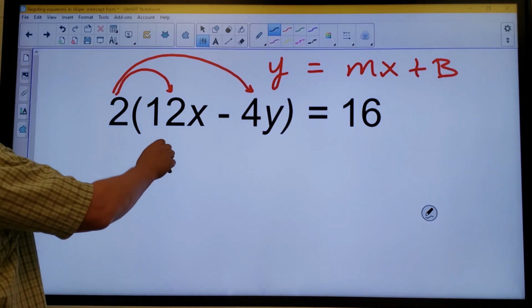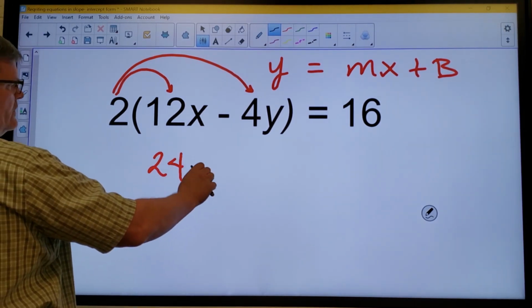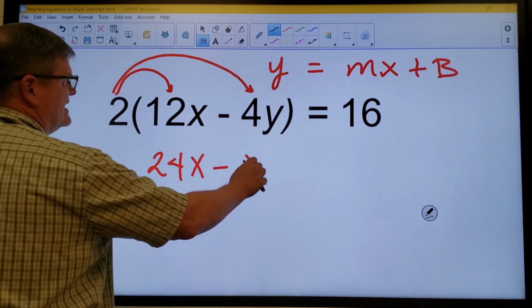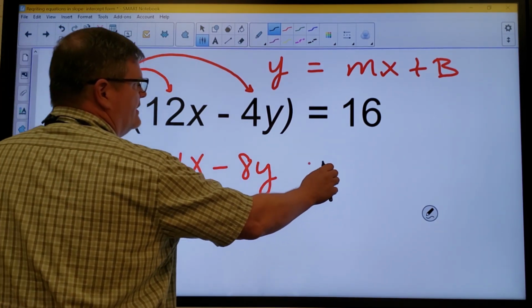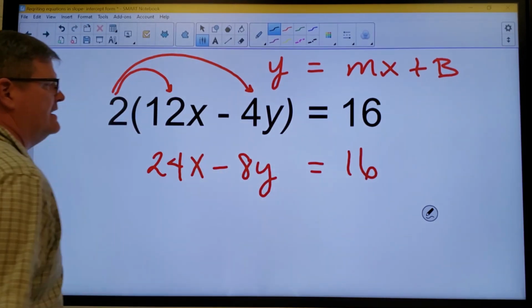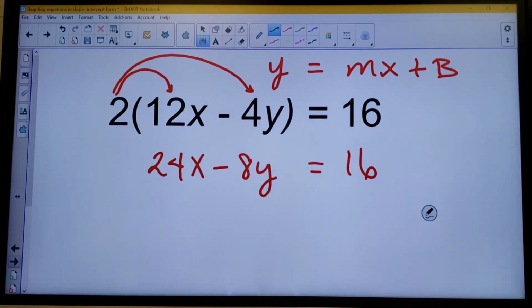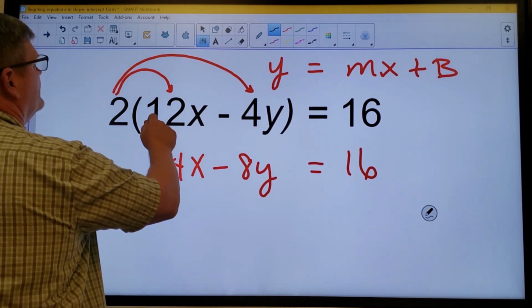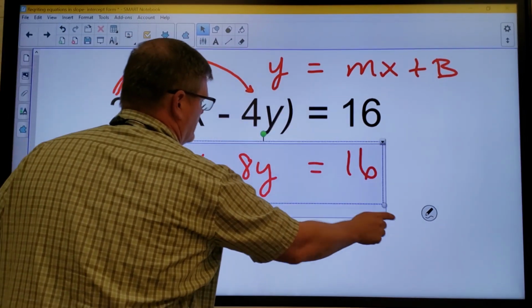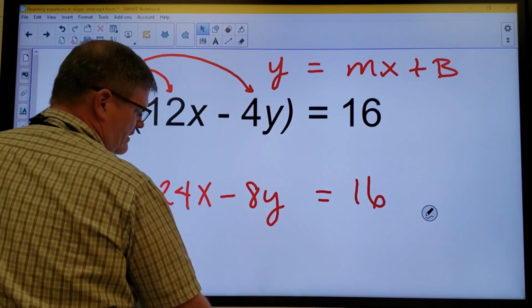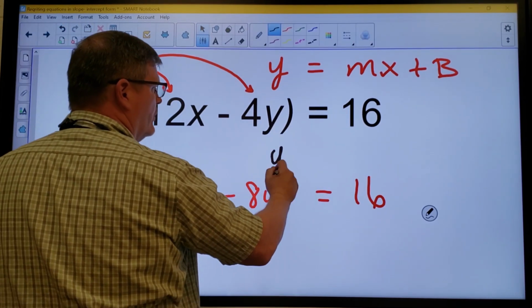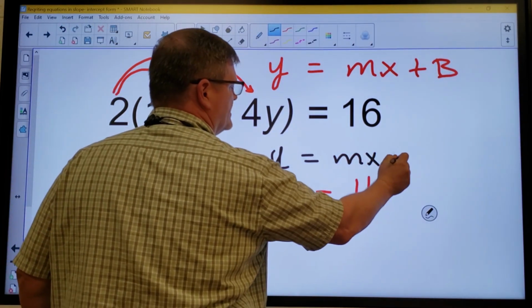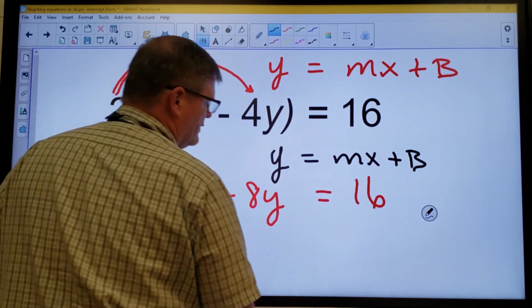So now we're going to have 24x minus 8y equals 16. And then we're back to the same question of, I'm going to move this down here. I'm just going to write y equals mx plus b again, up top there.